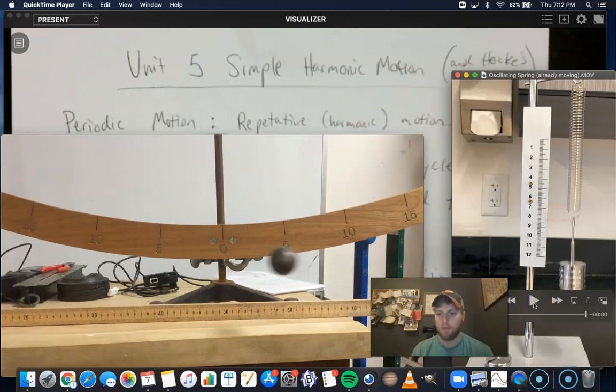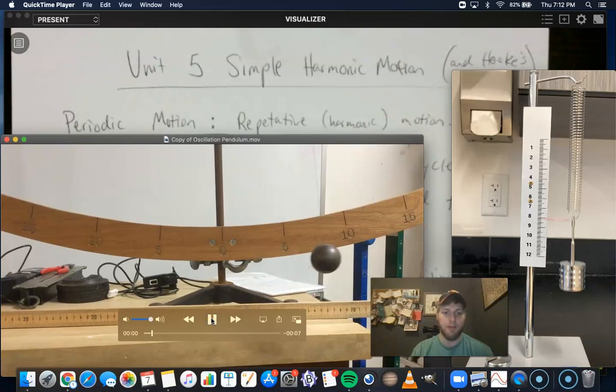looks like this. See, it's going up and down, up and down. And the simple pendulum, left and right, left and right, left and right.